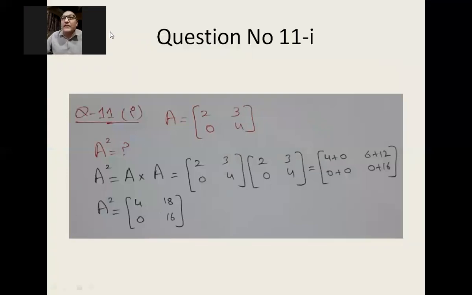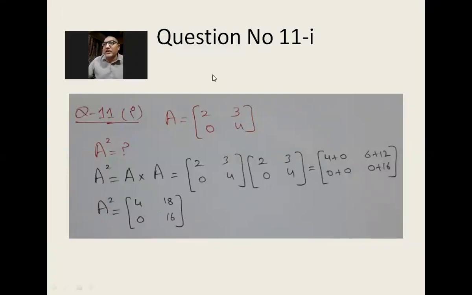So question number 11, and its first part is coming up on your screen. A is given, which is 2, 3, 0, 4. They want us to find out A square. It's a very, very famous question, frequently asked in the Cambridge O-level exams. They give you a matrix and they ask its square. So A square basically means A multiplied by A, matrix A multiplied with the matrix A. So that will be 2, 3, 0, 4 multiplied with 2, 3, 0, 4.